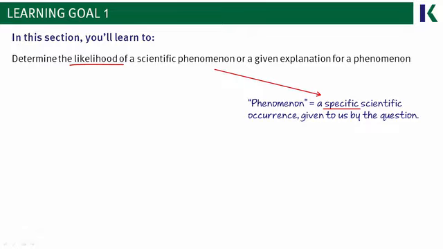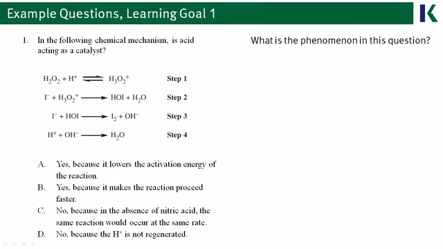Let's see exactly what that means with question number 1. So question number 1 gives us a nice big chemical mechanism, 4 whole steps right here. And it asks us, is acid acting as a catalyst here? So by the definition of phenomenon, the phenomenon being asked about is acid acting as a catalyst. Those are the exact words the question uses.